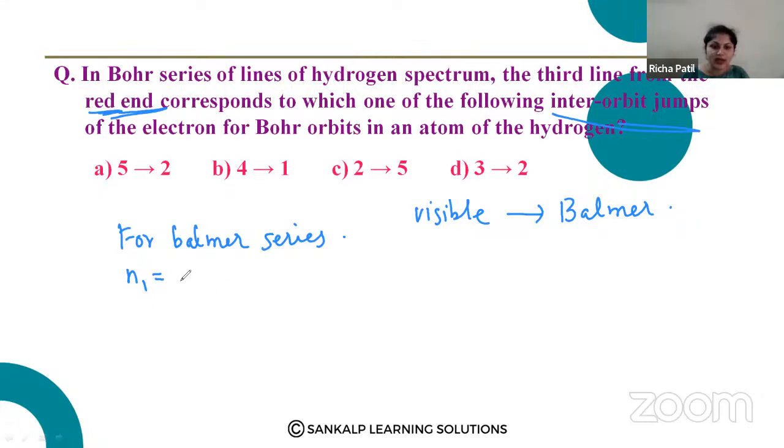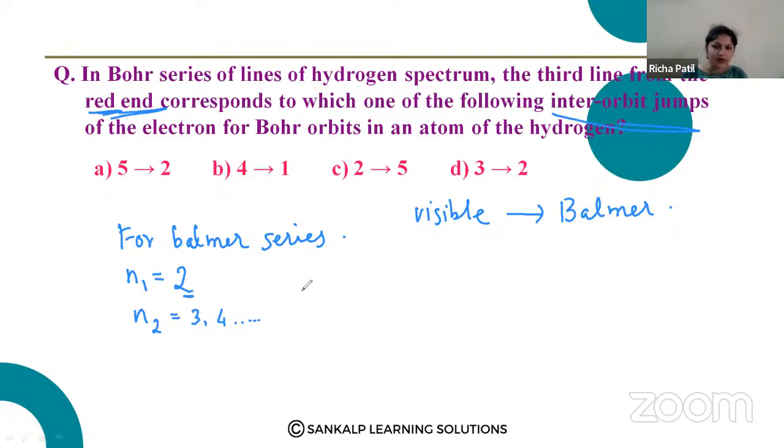N1 value is what? N1 value starts from 2, right? And what is N2? N2 will be from 3, 4 till infinity. Now here, what is the question asked? You have to see the jump. So your lower state is 2. From 2, it will jump to the third line.